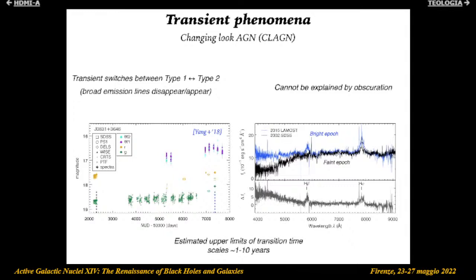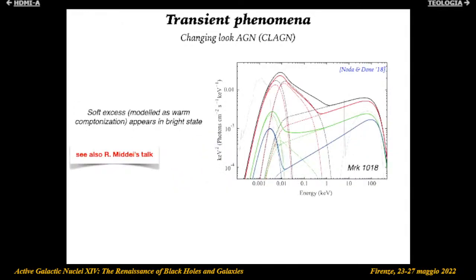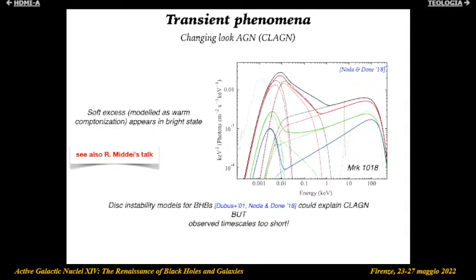And one interesting result has been found in this source, where basically when this changing look AGN is brighter, what changes spectrally is the emergence of a soft excess that is best fitted with a warm Comptonization component. So this is thought to drive the disappearance of broad lines. Now, to explain this, a disk instability model that is usually used to explain state transitions in black hole binaries has been proposed, but the timescales in this case are too short. Okay, let's go on.